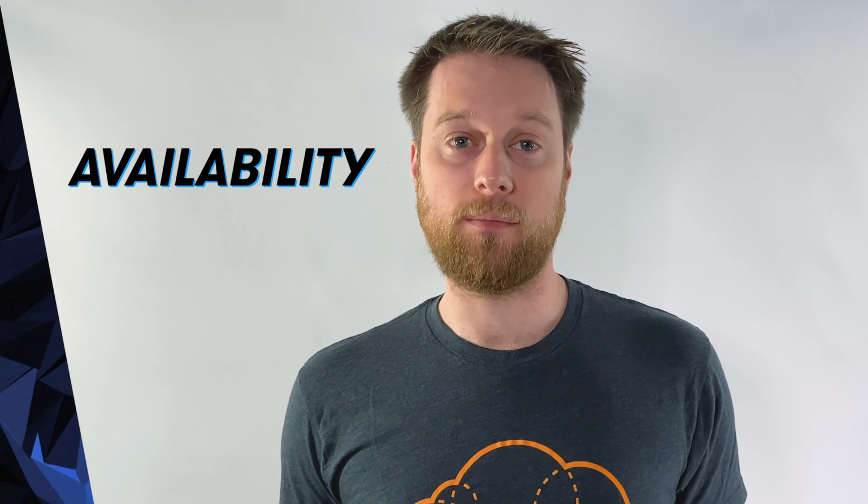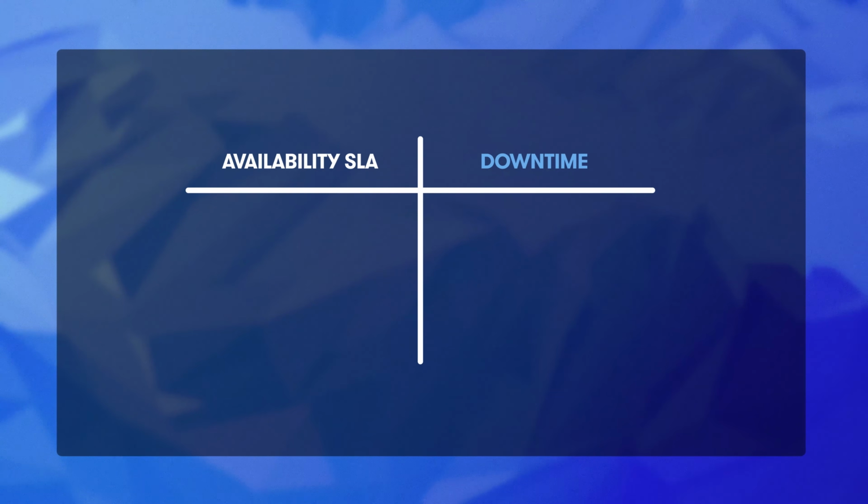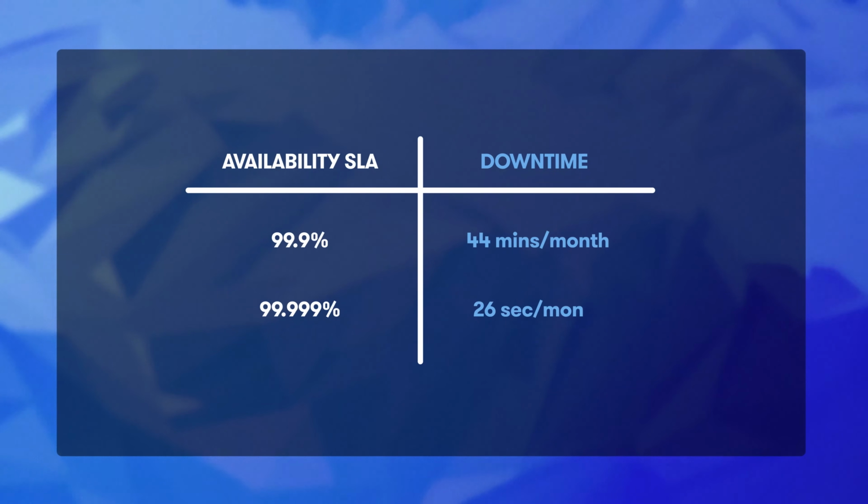The next concept is availability. This is where the cloud providers offer a service level agreement, or SLA, for how long the database will be up and running to receive requests within a given time period. For instance, if a database has an availability SLA of 99.9%, it can have a downtime of 44 minutes in a month. Whereas, if a database has a 99.999% SLA, also known as 5 nines, it can have 26 seconds of downtime a month.